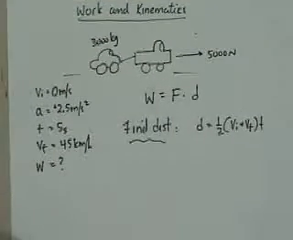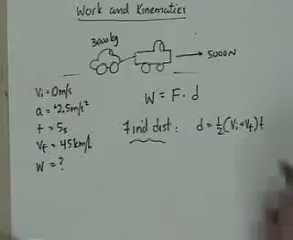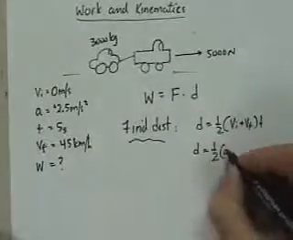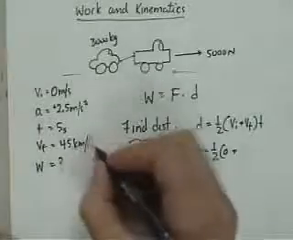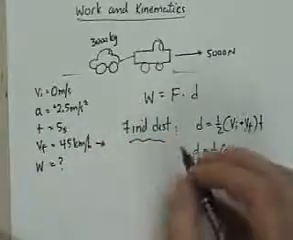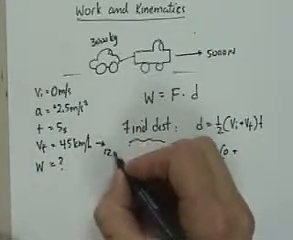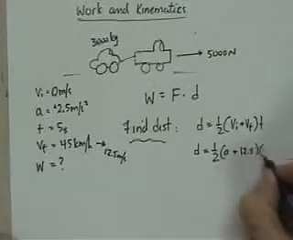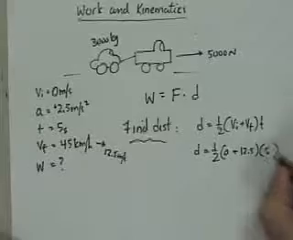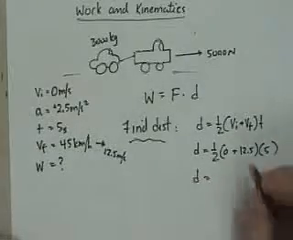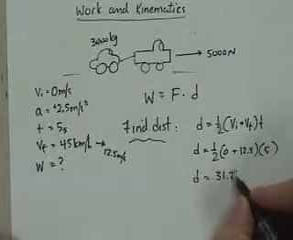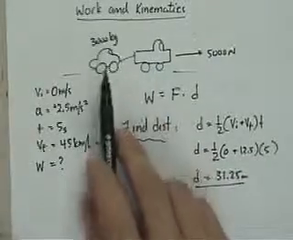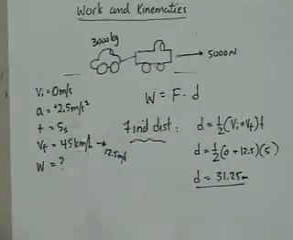I'll do both of them for you. But I'm going to use D equals 1/2 (VI plus VF) times T. The initial velocity is 0. Final velocity is 45 kilometers an hour. I have to convert that to meters per second. It ends up being 12.5. And my time frame occurs over 5 seconds. So when you do this, you get 31.25 meters. Okay, that's how far this truck pulls that car in 5 seconds.